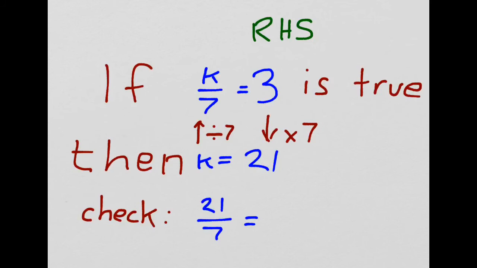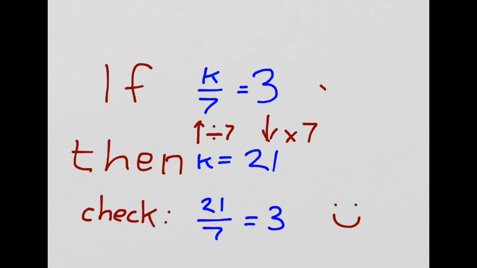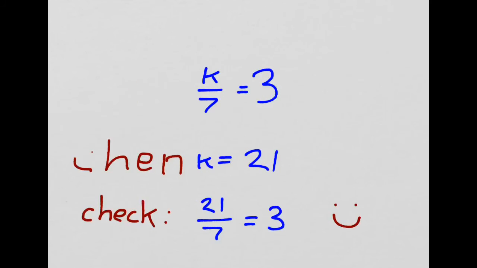If we want to check that, we put the answer back into the equation. So instead of k over 7, we're saying 21 over 7. And what's that equal to? 3. Remember that once you know what you're doing, you really only need this.